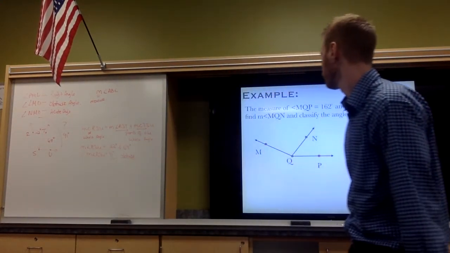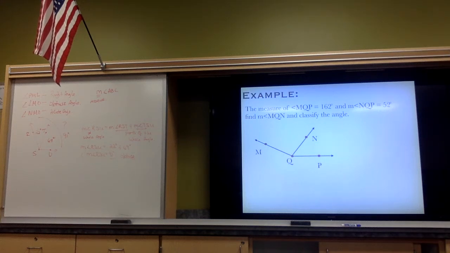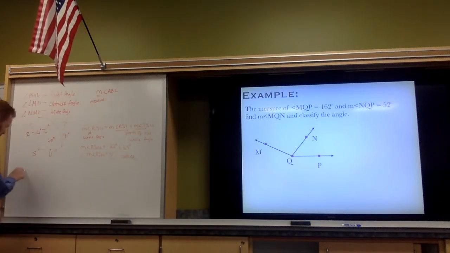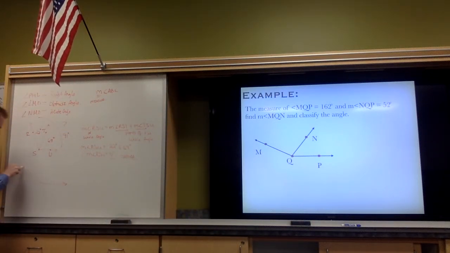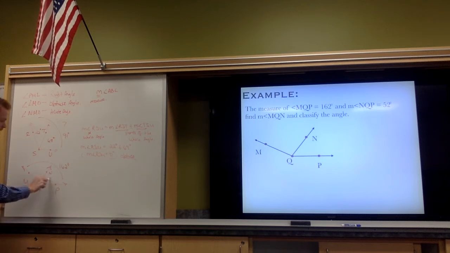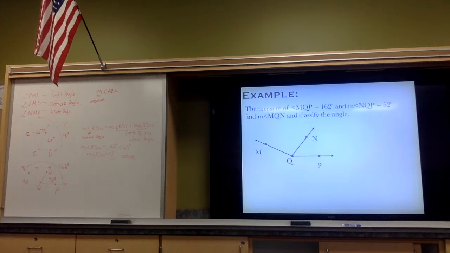Okay, try one more. So the measurement of MPQ is 162 degrees. So this time, I got some space here, so I'm gonna, why not? It's Q, P, N, M. Okay. So the whole thing is 162 degrees. NQP, 52 degrees. And I want to know what this guy is. MQN. Okay. How do we figure it out?